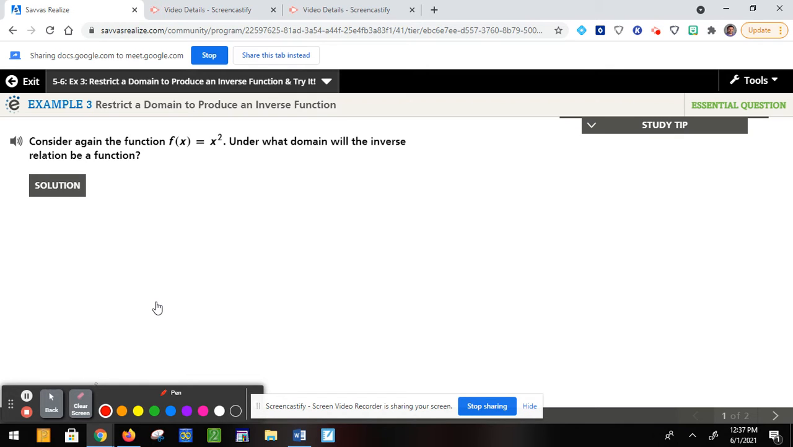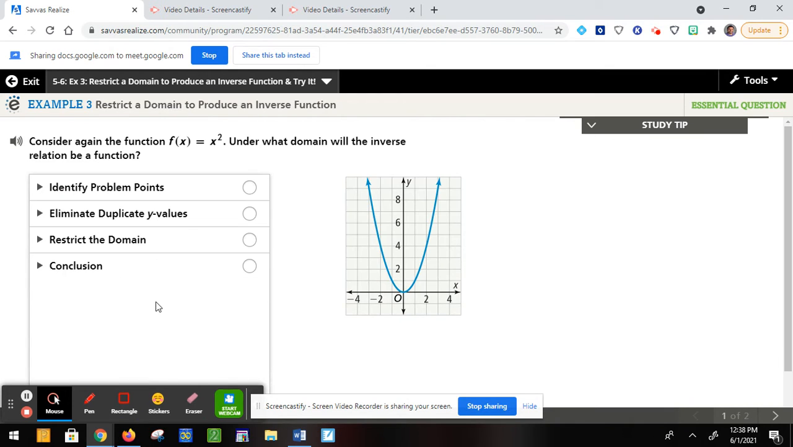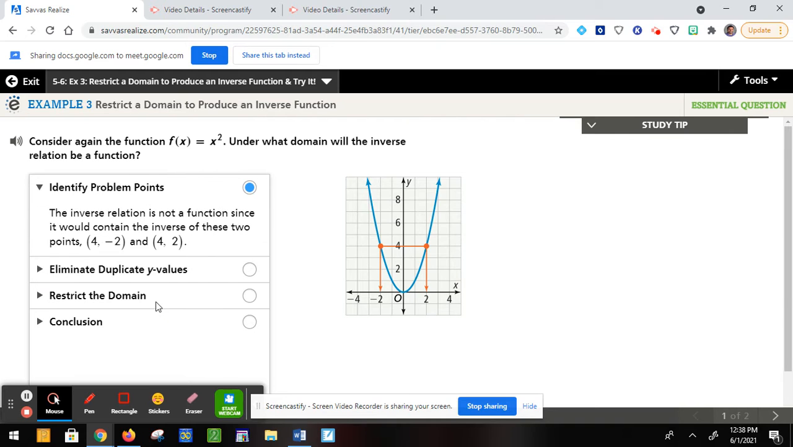And so this one, we're going to go back and look at f of x equals x squared, and then under what domain will the inverse relation be a function? So the first thing we'll look at is if this is the original function, where is it going to be a problem? So it's basically any point on one side is going to match the other side, right? So essentially what we're going to do is we're going to eliminate one of the sides.